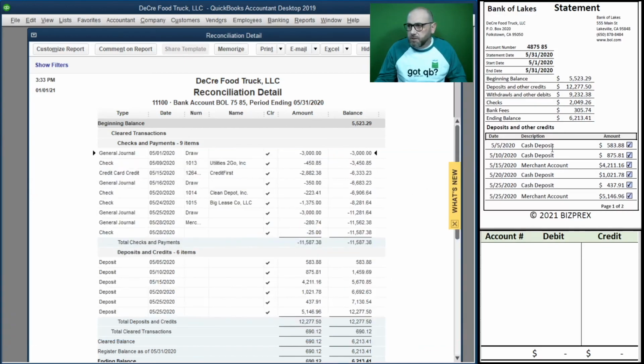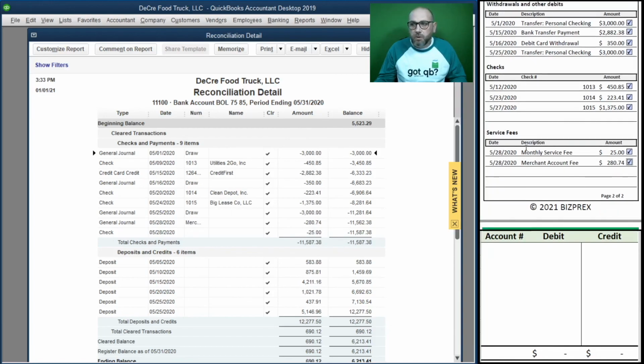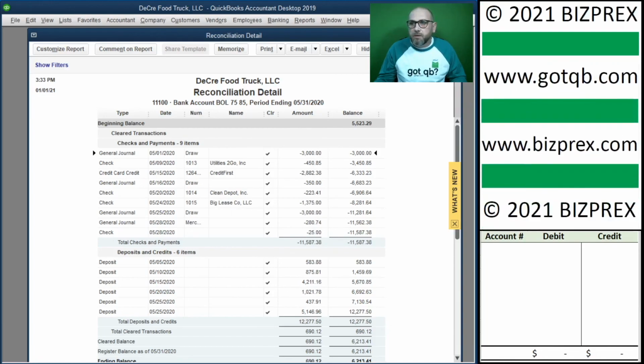And then this is the detailed. Again, let's make sure our deposits, yep, they're all here. And then our charges, they're all right here too. So now again, we can print the detailed reconciliation, attach it to the bank statement. We're good to go. That concludes reconciliation of our bank account for the month of May.